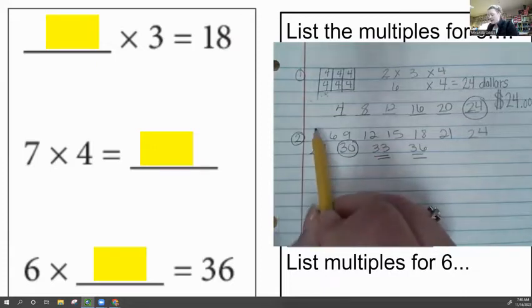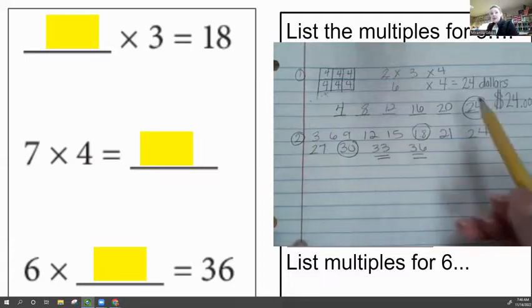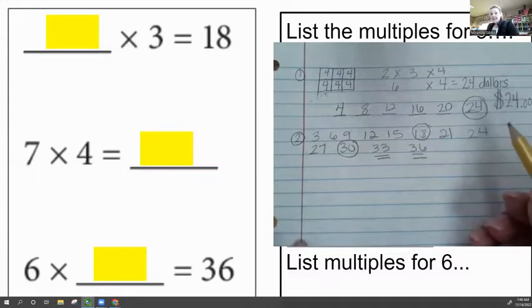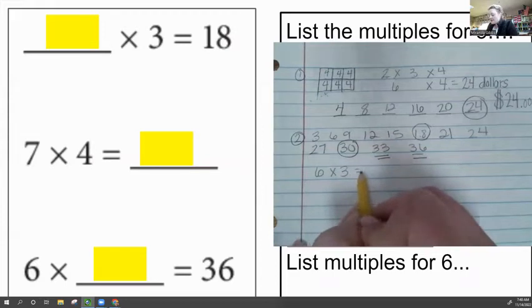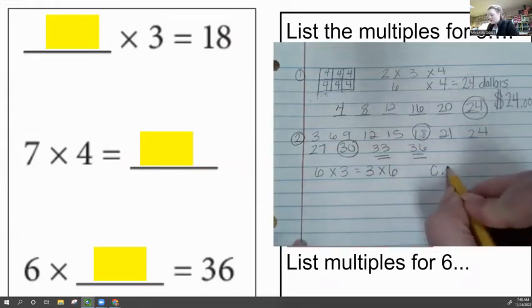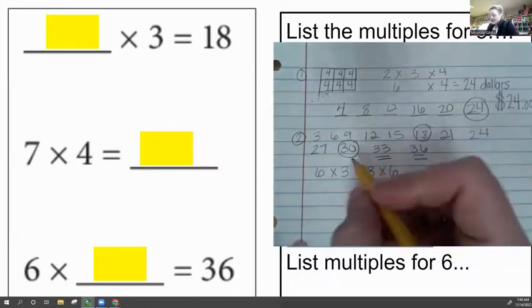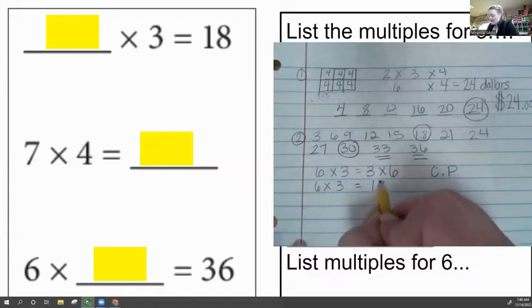So I can count 1, 2, 3, 4, 5, 6. 3 times 6 is 18. So 6 times 3 is also the same as 3 times 6, which is the commutative property. And 6 times 3 is the same as 18.